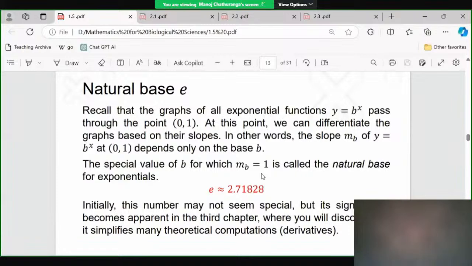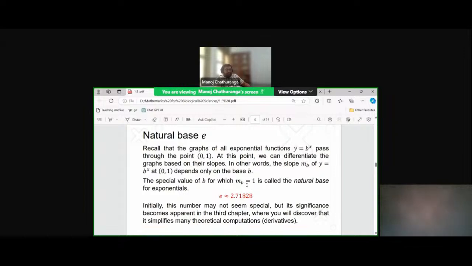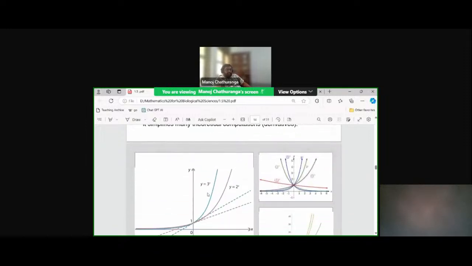So this linear approximation, or this line that touches the ground, knows about your exponential function. The exponential function whose slope at (0, 1) is 1 is called the natural base, and when people compute it, it is something between 2 and 3.